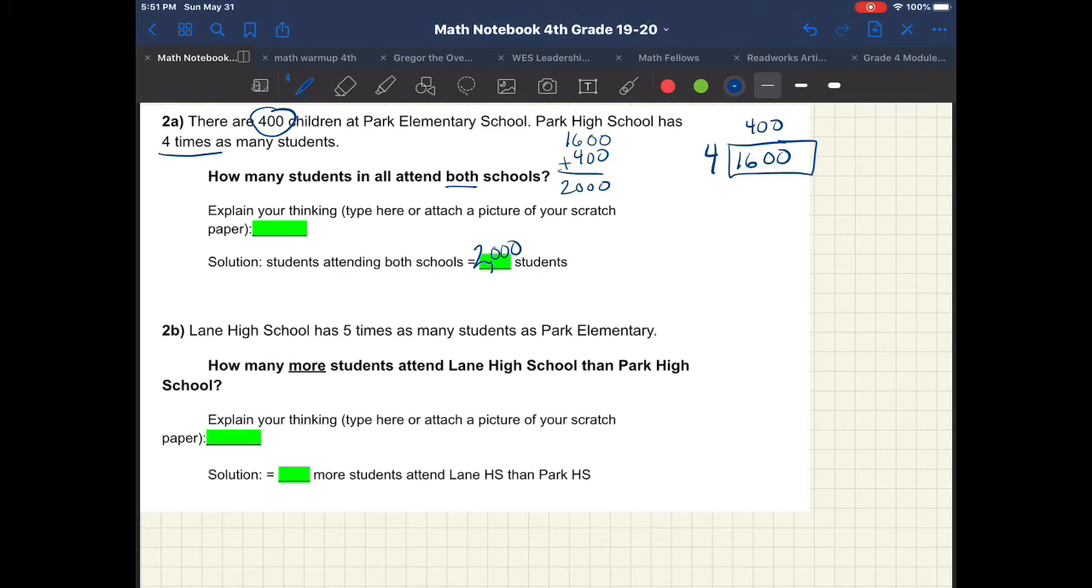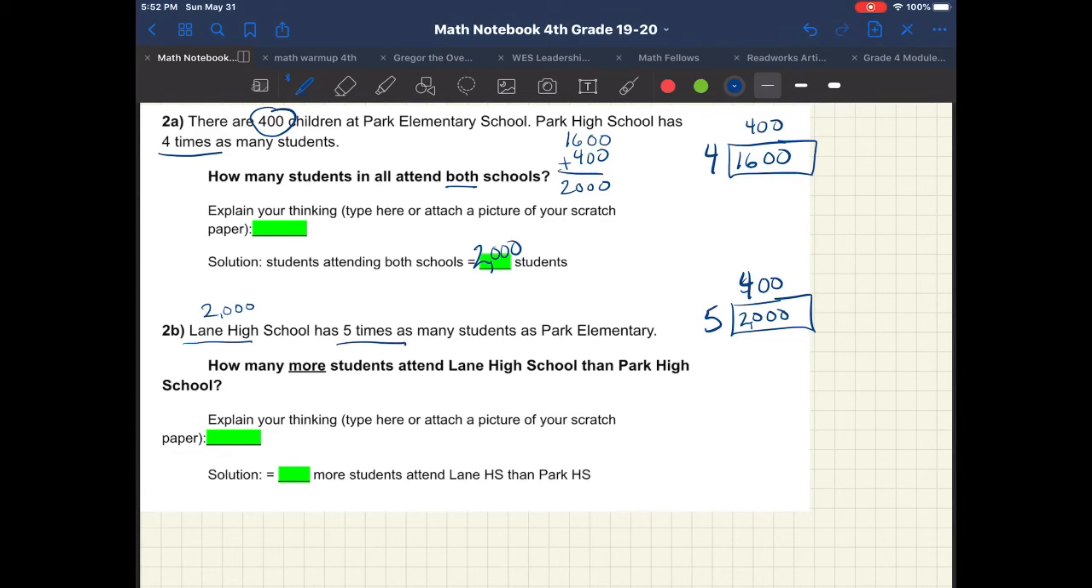Again, you're either going to explain what we did here about the multiplying and the adding, or you attach a picture of your work. Now this goes on. There's 5 times as many students at Lane High School, still Park Elementary, so the same kind of thing. So I've still got the same 400 kids at Park Elementary, but 5 times as many at Lane High School. 4 times 5 is 20. So I've got 2,000 kids at Lane High School.